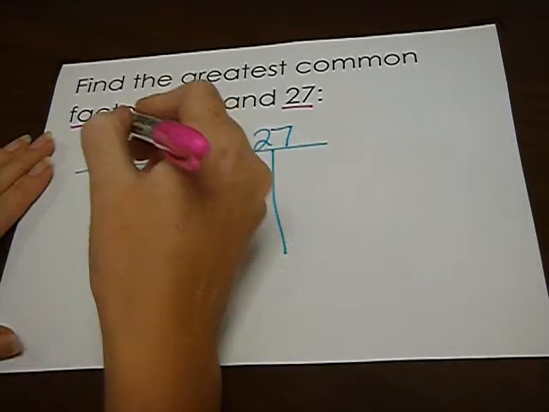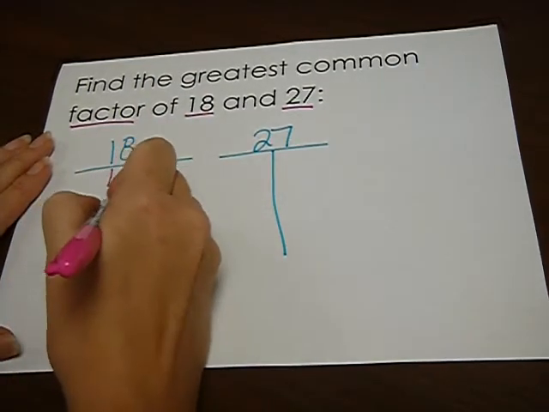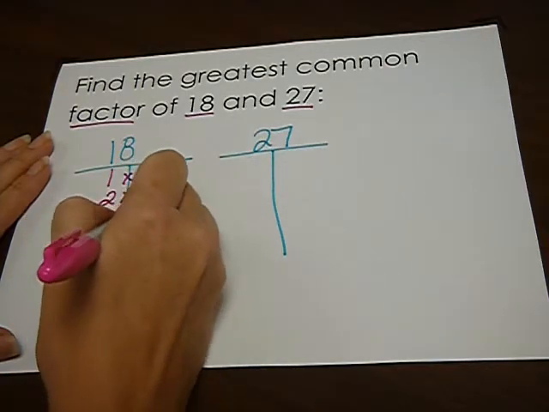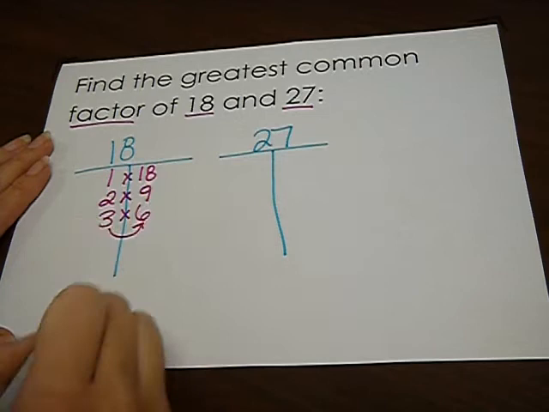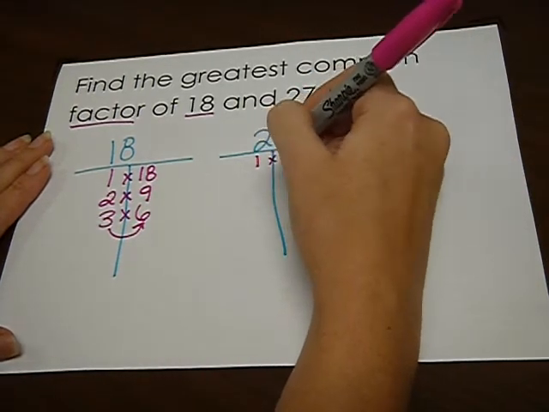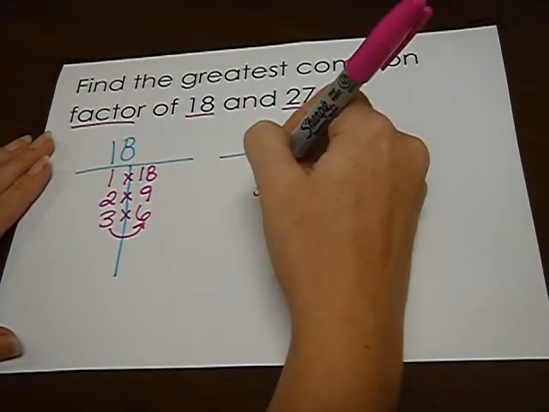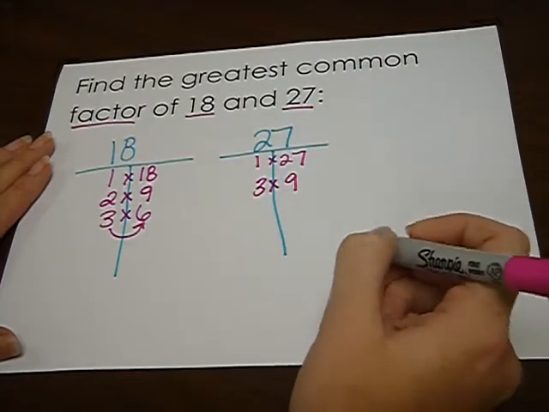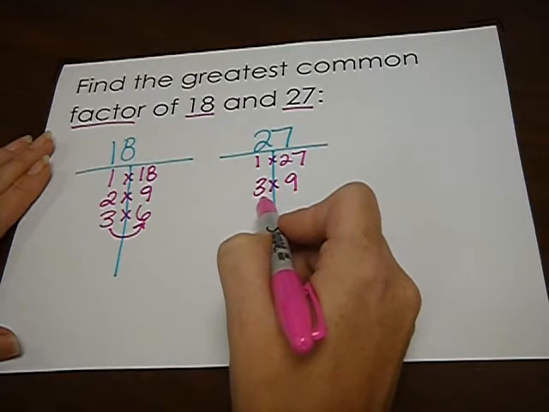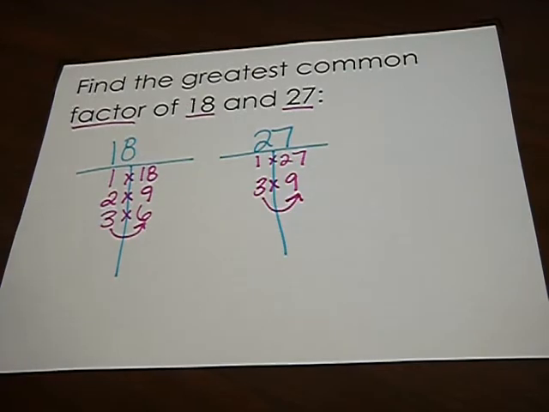So I check 1 times 18. Does 2 work? Yes. 2 times 9. Does 3 work? Yes. 3 times 6. And that is all the factors for 18. Then I go to 27. 1 times 27. 2 does not work. 3 times 9. 4 doesn't work. 5 doesn't work. 6 doesn't work. 7 doesn't work. And 8 doesn't work, which means I've gotten all of the factors.